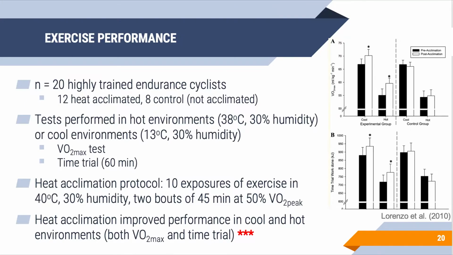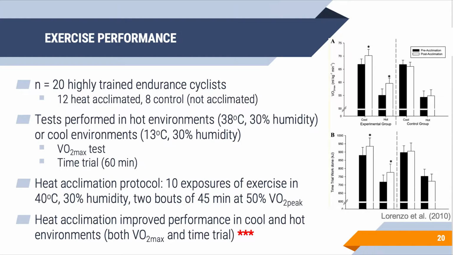Their heat acclimation protocol involved 10 exposures, involving exercise in 40 degrees C, 30% humidity. And how they did this was every time they would do 2 bouts, so 45 minutes at 50% VO2 peak, 10-minute rest, and another bout of 45 minutes at 50% VO2 peak. What they found, so if we look at the top panel, panel A, it's looking at VO2 max in relative terms. We see that following acclimation, so in the white bars, even in the cool environment, we see that heat acclimation results in improved VO2 max for both the cool environment and the hot environment.